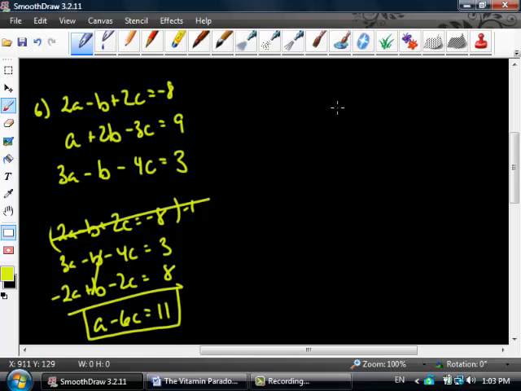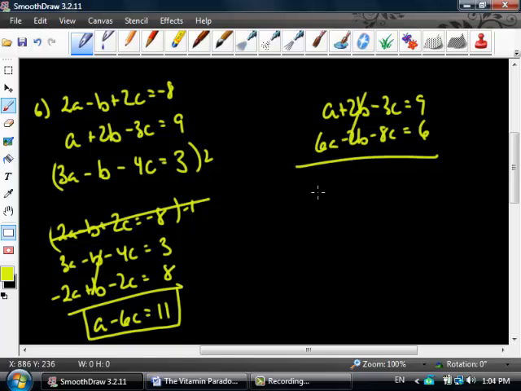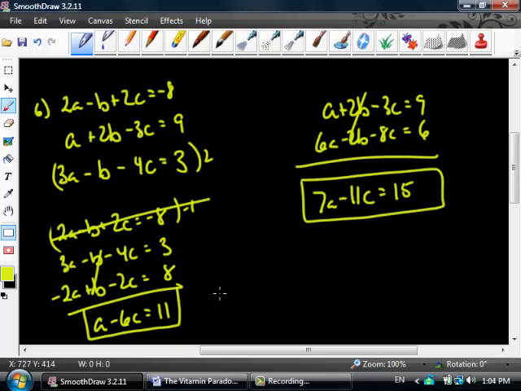I'm going to choose 2 and 3 next time. So that's a plus 2b minus 3c equals 9. I'm going to multiply everything by 2 here. So what I get is 6a minus 2b minus 8c equals 6. Those are out of there. 7a minus 11c equals, not 13, sorry, 15. Yes, so far so good? This one. Let's move them down. 7a minus 11c equals 15.